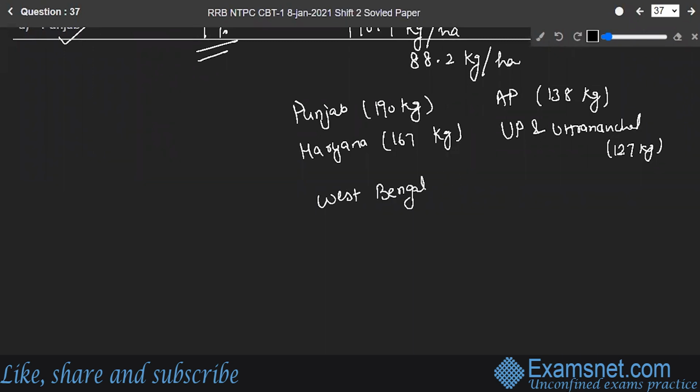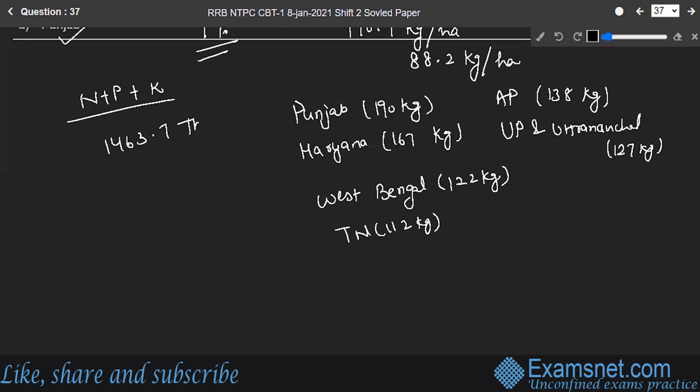West Bengal, 122. Tamil Nadu, 112 kg. In the remaining states, consumption per hectare is lower than the all India average. The use of major nutrients, that is nitrogen plus phosphorus plus potassium, went up from just 65.3 thousand tons in 1968 to 1463.7 thousand tons in 2004.